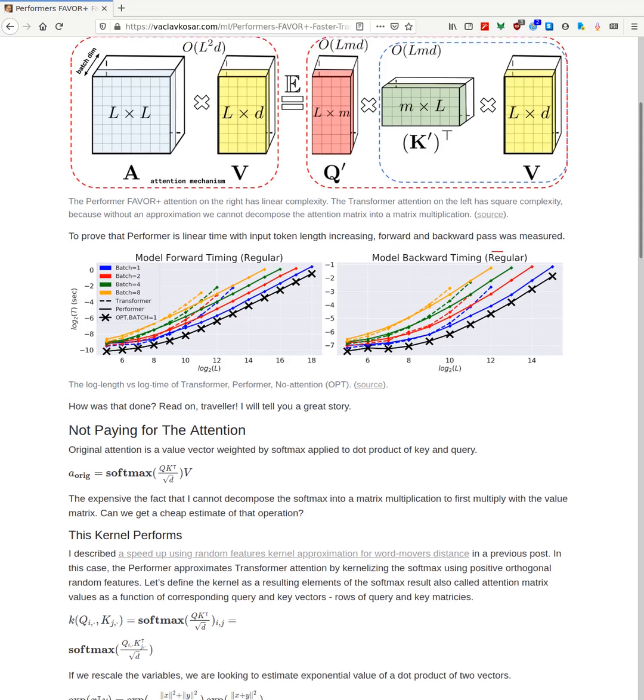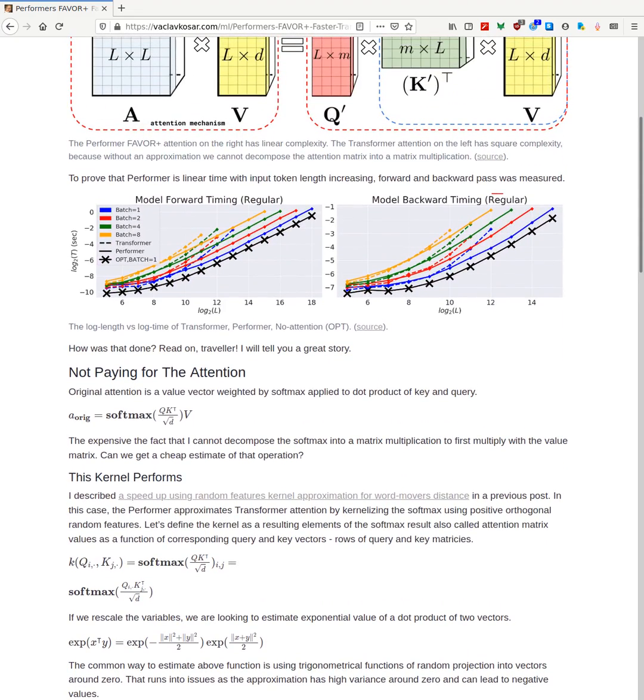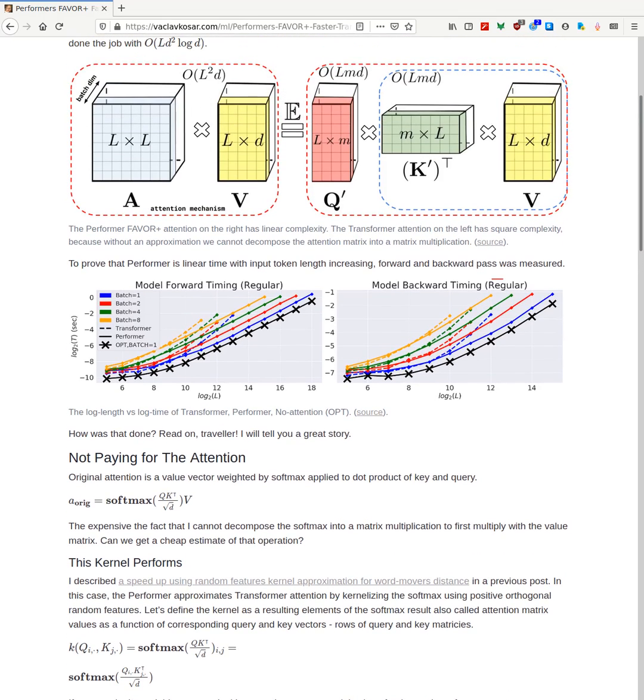Okay, so the Performer paper suggests an approach using kernels. They approximate this attention matrix, which is calculated from the query matrix and key matrix with a softmax on it, with kernels.